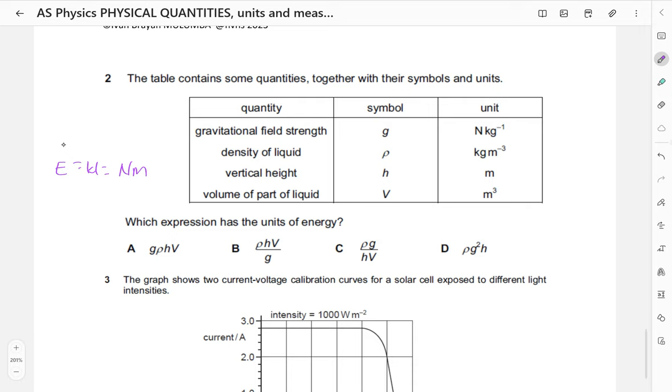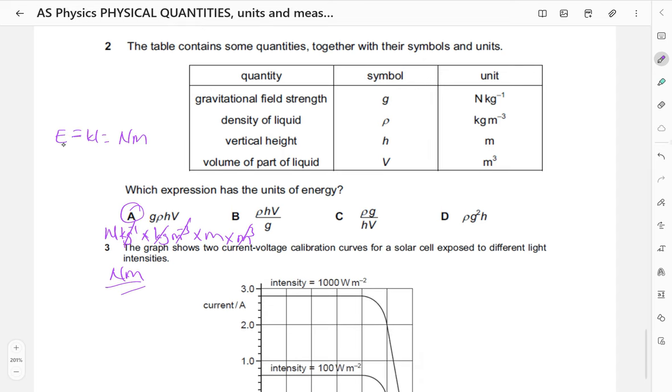So g is newtons per kilogram, so I have newtons per kilogram times rho, the density, which is kilograms per meters cubed, times h, which is meters, times V, which is meters cubed. Let's simplify that. Kilograms per kilogram has cancelled out. Meters cubed cancels, and you remain with newton meters. So the answer is going to be A, that is the expression of energy. Because energy can be work done, and work done is force times distance in the direction of the force, which is newtons times meters.